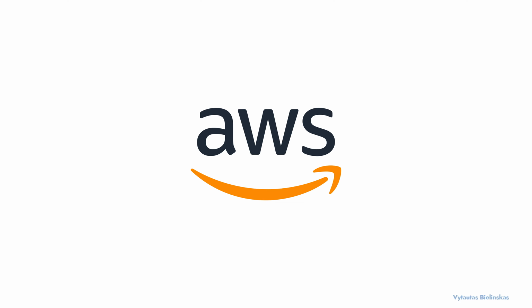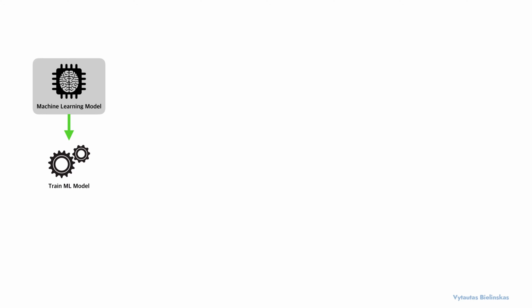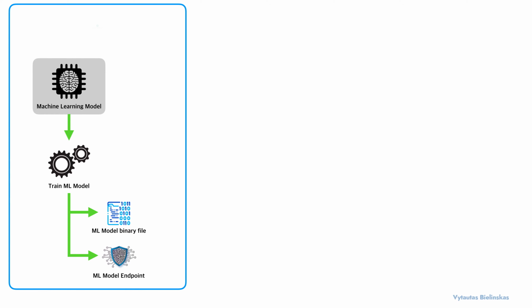In this video, we will build a machine learning cloud architecture where you can use API Gateway and AWS Lambda. That will be fun. First of all, let's think about the machine learning model. First thing to do is to train this model. Once we have completely trained our machine learning model, then we will have two very important components. The first one is the machine learning model binary file, and the second one is the machine learning model endpoint, which we will use later. And all of these things will be made by Amazon SageMaker.